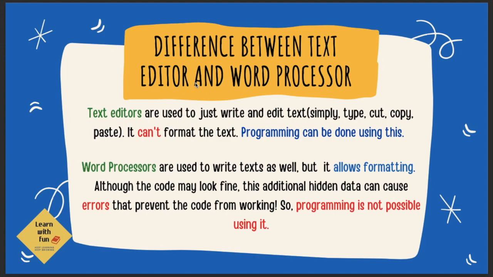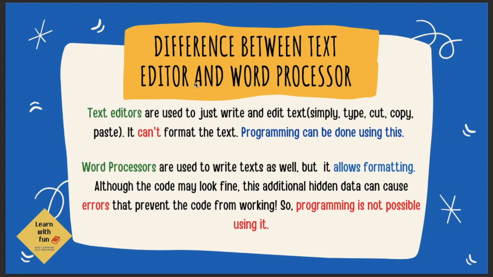Now let's talk about word processors. Word processors are used to write text as well, but what they do is they allow you to format the text. So you can underline, bold, change the color and everything. By the way, if you write code in a word processor, the code might look fine, like it should still work, but it won't.